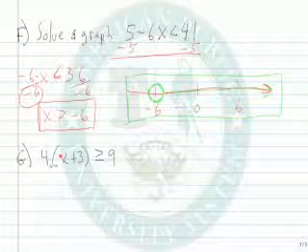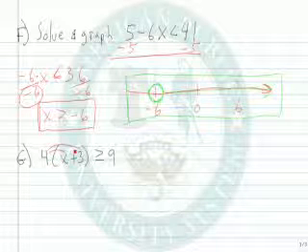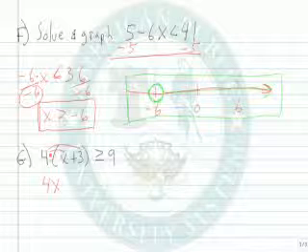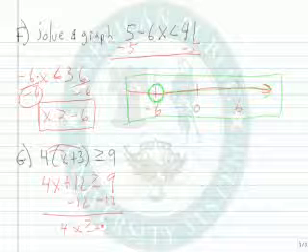Finally, let's solve this inequality. Again, we get rid of the parentheses by applying the distributive property. 4 times x is 4x. 4 times 3 is 12, greater than or equal to 9. Let's subtract 12 from both sides of the inequality. 4x is greater than or equal to negative 3.